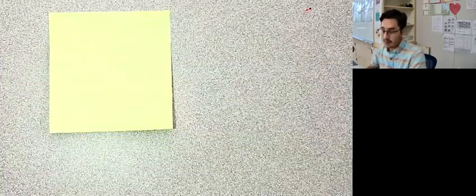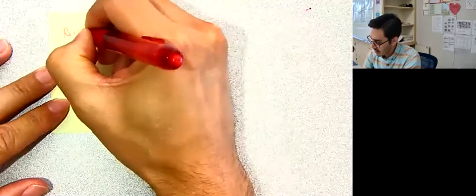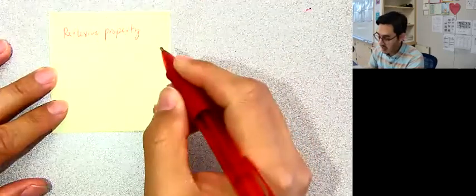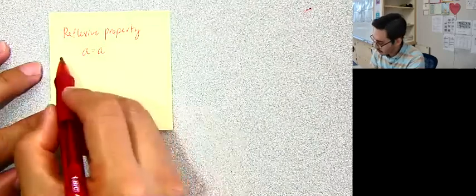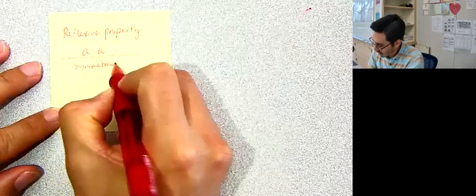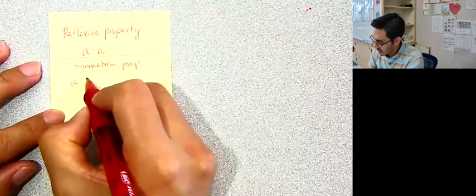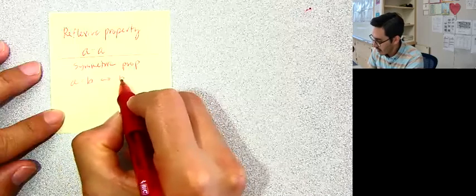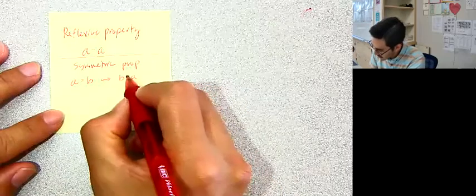Now, there are 3 properties that you need to know. There is the reflexive property, which basically says that anything is equal to itself. There's the symmetric property, which says that when 2 things are equal, it doesn't matter which way you write it. You can write A equals B or B equals A.